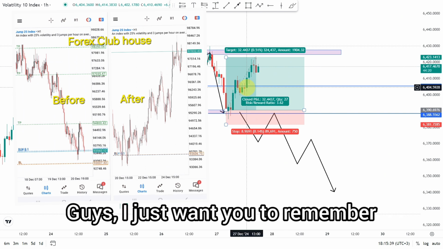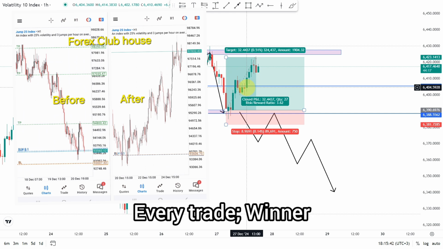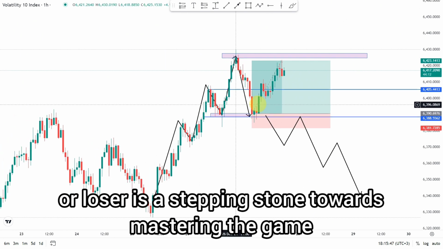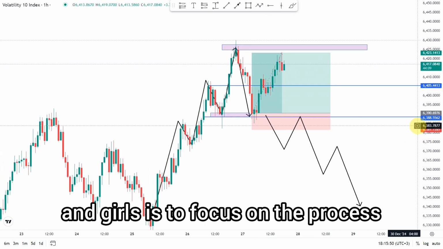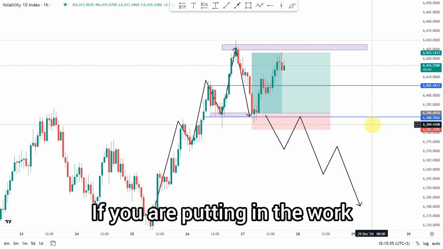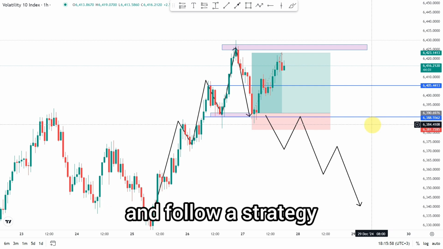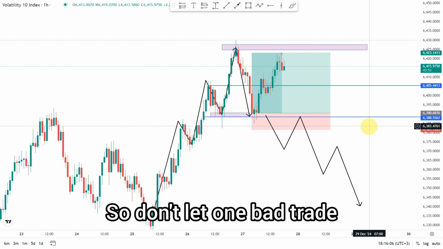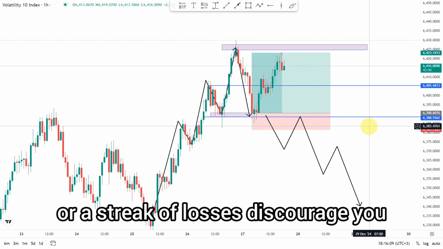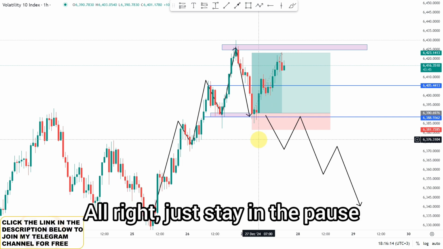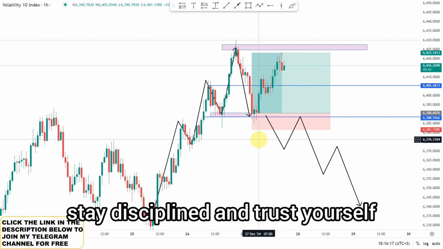Guys, I just want you to remember and take this to heart. Every trade, winner or loser, is a stepping stone towards mastering the game. The key here, guys and girls, is to focus on the process and not get too caught up in the outcome. If you're putting in the work, learning from your trades and following a strategy that gives you an edge, the results, I promise you this, will follow. So don't let one bad trade or a streak of losses discourage you. This strategy has been proven to work. Just stay the course, stay disciplined, and trust yourself.